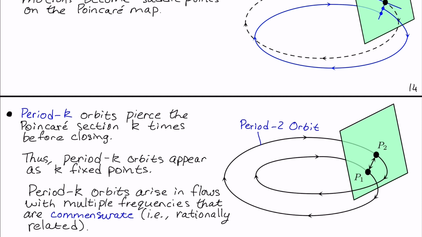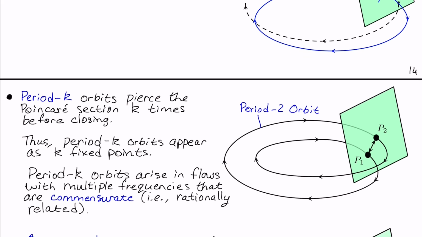So period K orbits arise in flows with multiple frequencies that are commensurate. This is when you have internal resonances typically. If we're thinking nonlinear vibrating structures, this is evidence of an internal resonance being present in the response. For example, for a 3-to-1 internal resonance, you'll end up with 3 fixed points. For a 2-to-1, you end up with 2, and so forth.